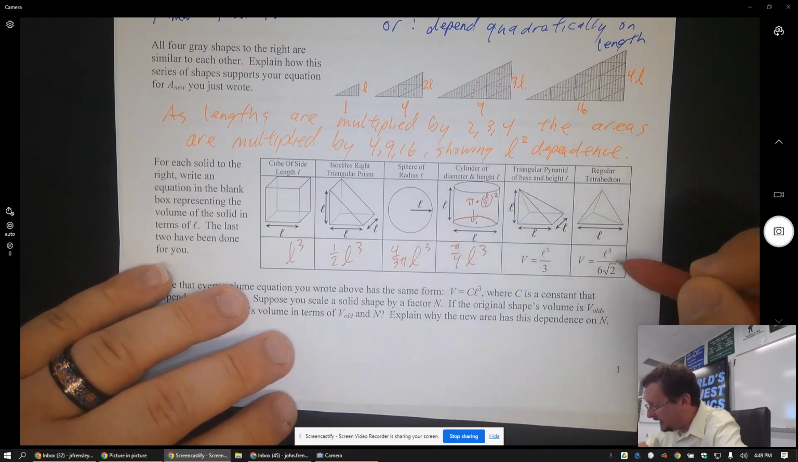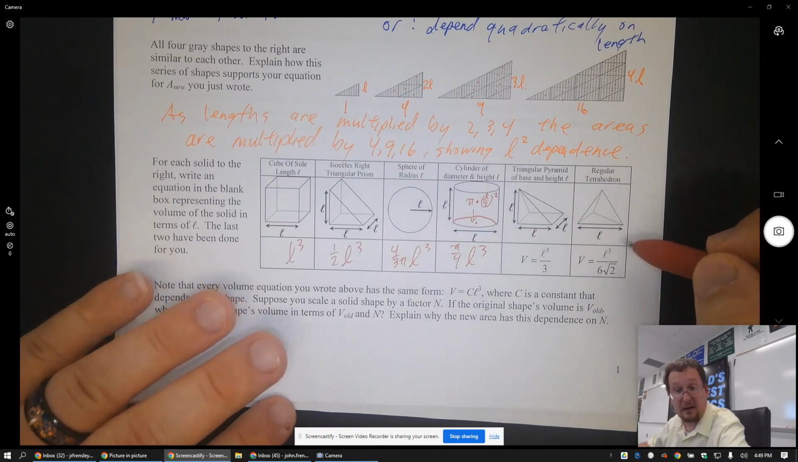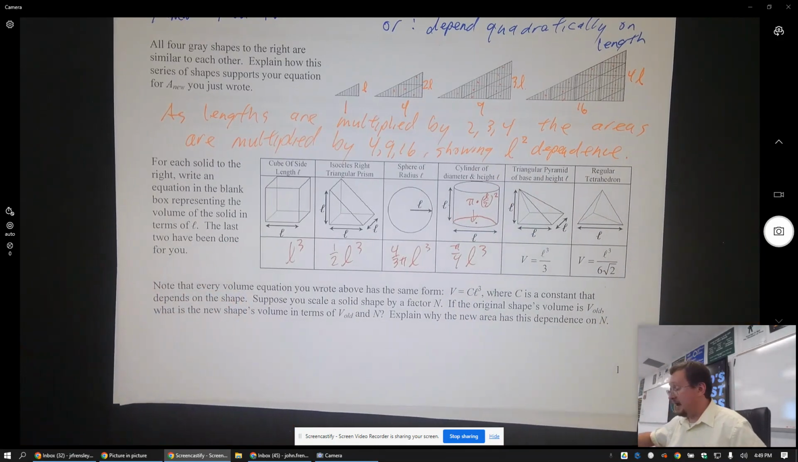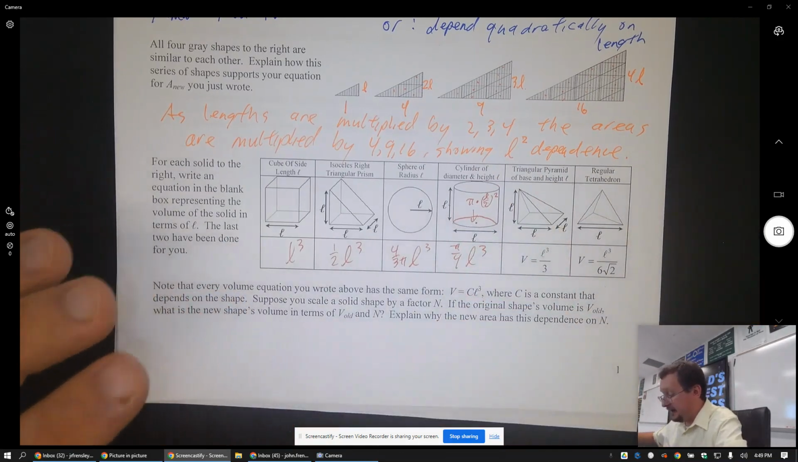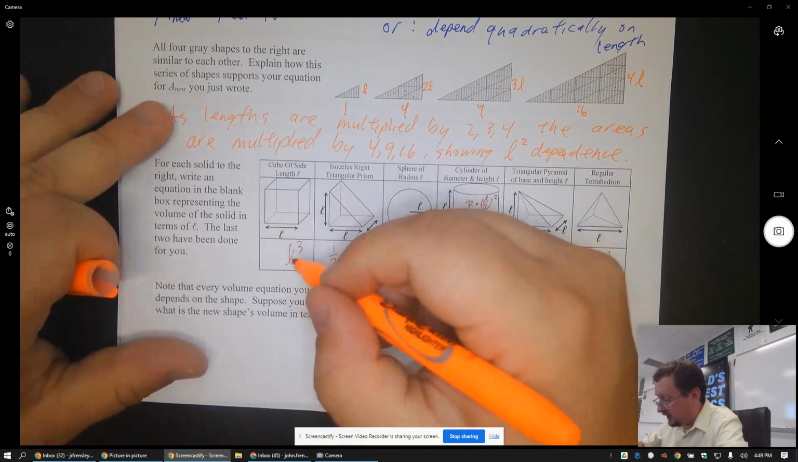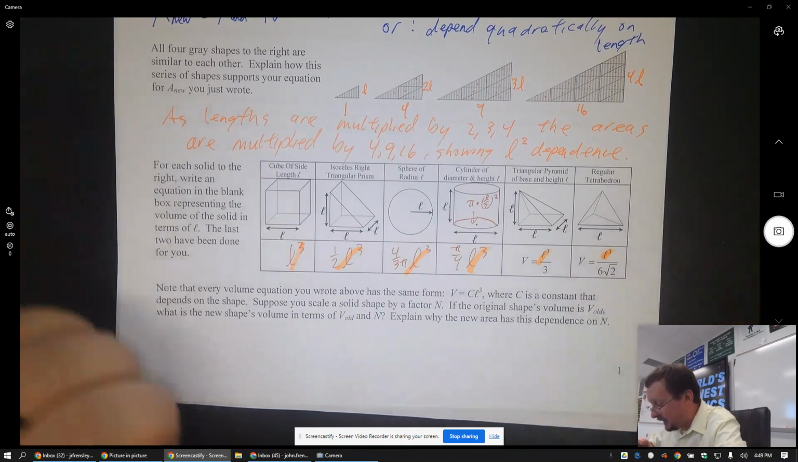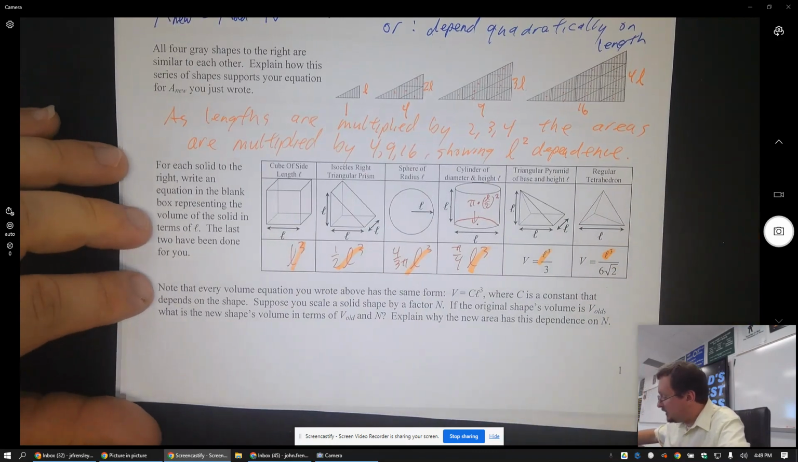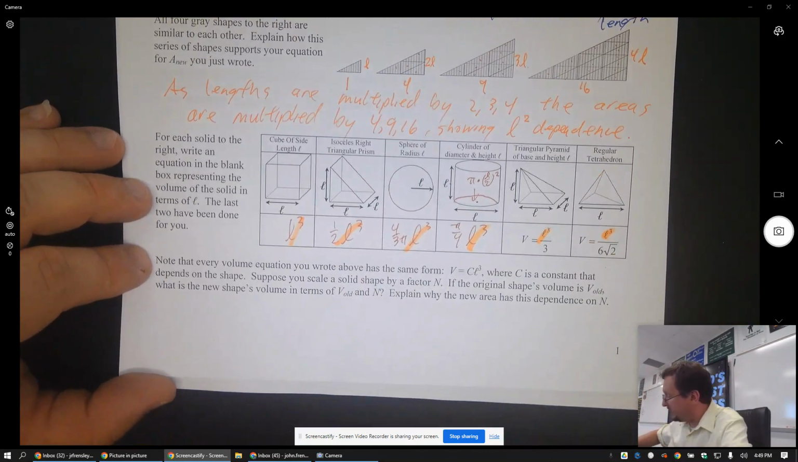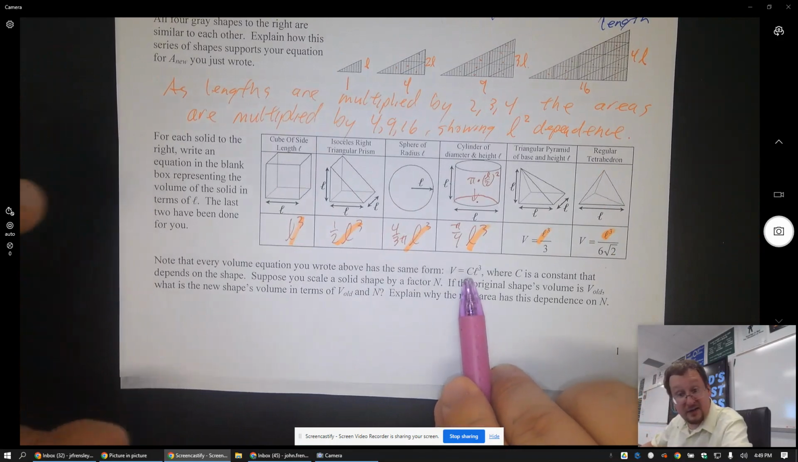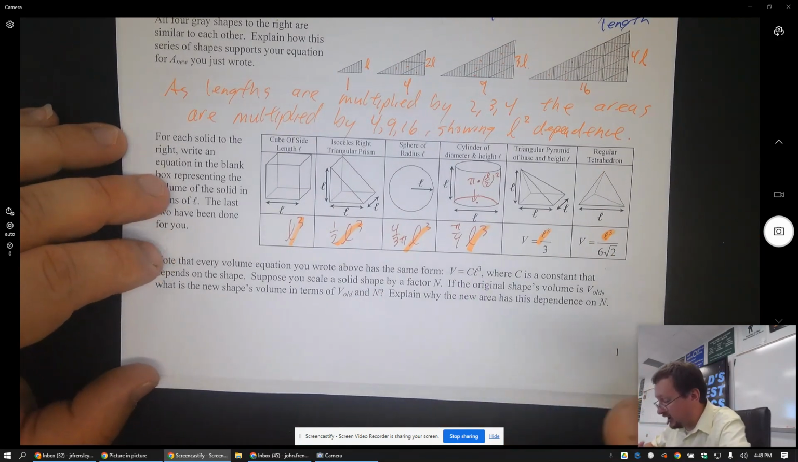Okay, and then here are some formulas I got from Wikipedia. But the bottom line is, in every case, it is the length cubed. Note that every volume equation you wrote has the same form: a constant that depends on the shape, times L cubed.